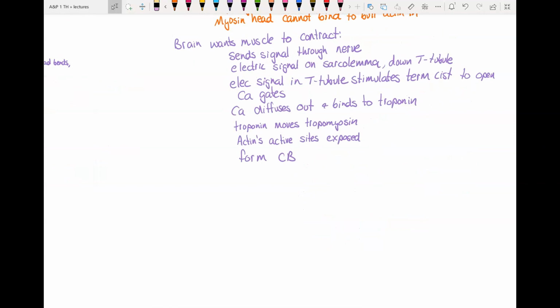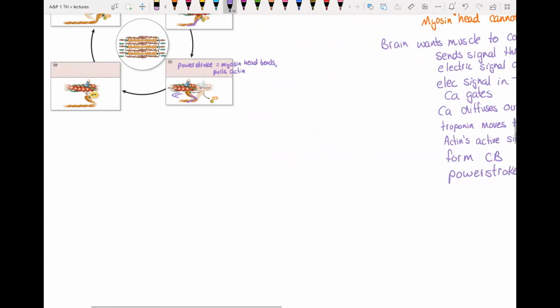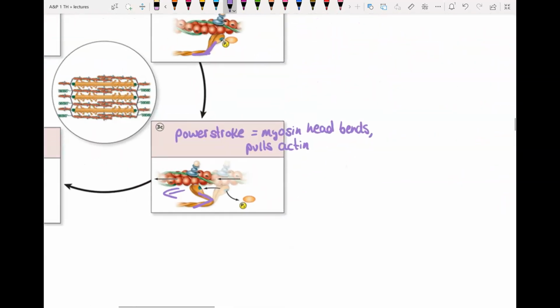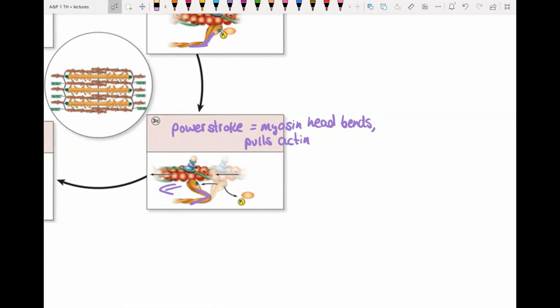So after you form a cross bridge, then you power stroke. Okay, this also is when you use your ATP. Remember when you use ATP, it breaks into ADP and Pi. So right here, this is ADP and Pi, and then here it is released. And remember, this is going to go back to the mitochondria to be reattached. Think back to chapter 3 for that. But every time you do a power stroke, you use an ATP.